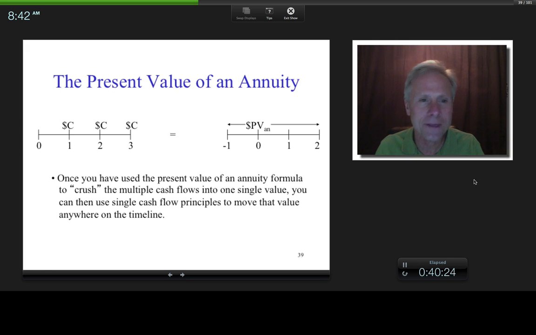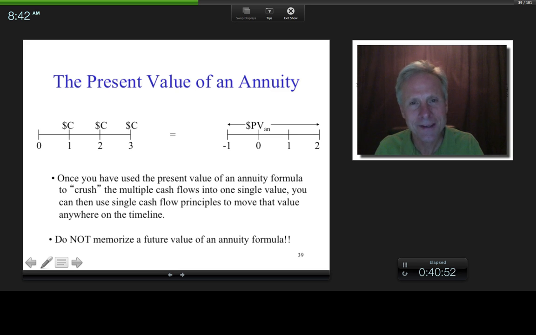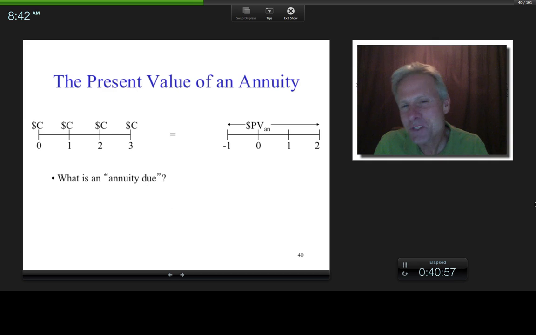In this example, if they gave you a future value of annuity formula, with the first cash flow at 1, then 2, then 3, their answer would be one single number at time 3. But do you really need that? You don't, right? Because if I understand this present value, can I use single cash flow principles to move it forward 3 time periods? I can, right? So the last thing I want you doing is memorizing any future value of an annuity formula. And the same principle applies for annuity due.